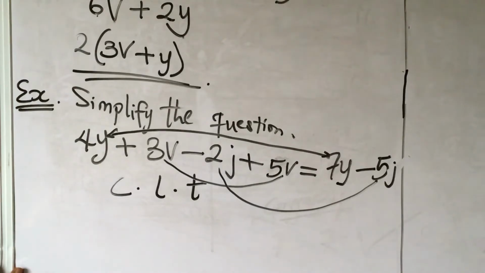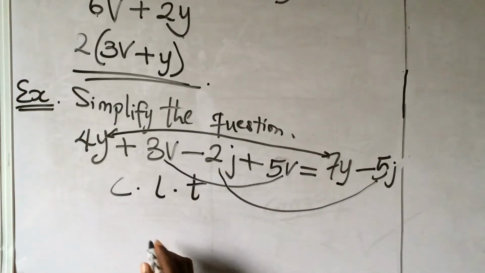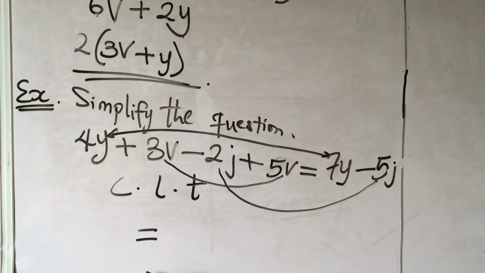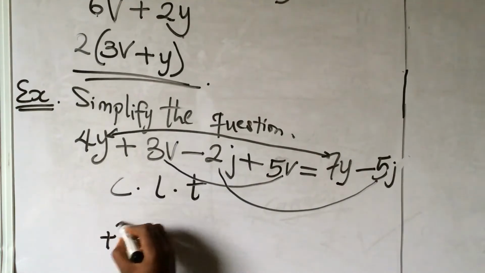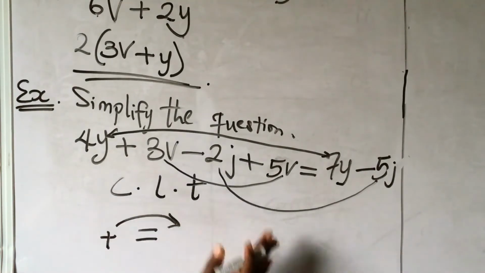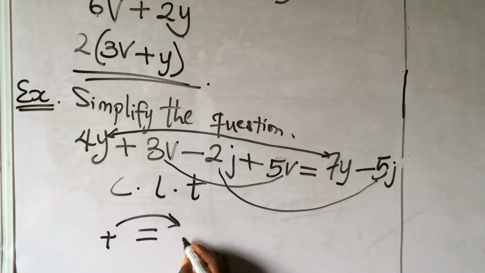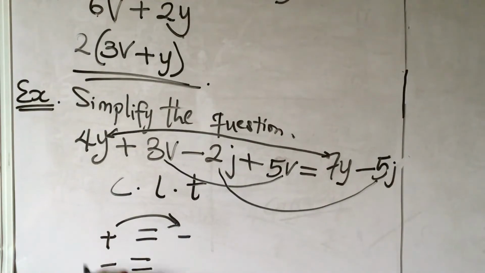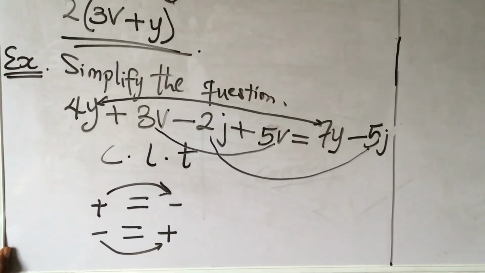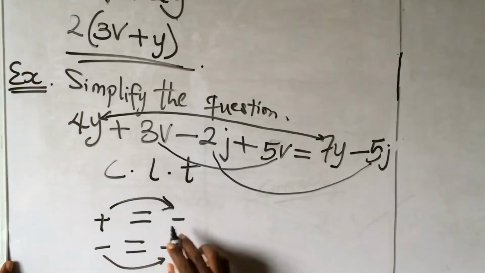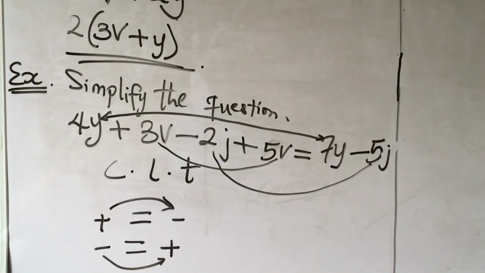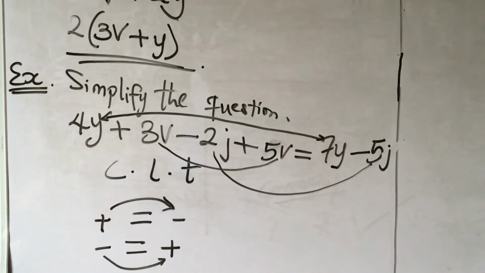Okay, but I'd like to emphasize something very shortly, that whenever a sign is going over the equality sign, for example, I have equal to, if plus is going over the equal to sign to the other side, alright, I will have what? Minus. And if minus is going over the equal to sign, I will have what? Plus. Do you get it now? So if minus is going over the equal to sign, it changes the sign to the other one.